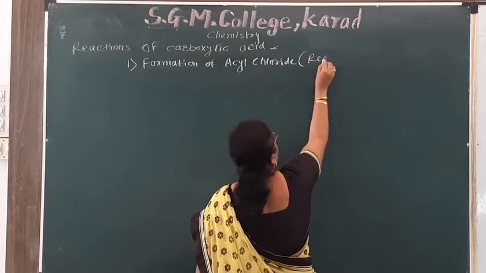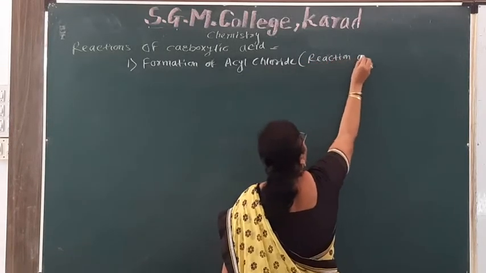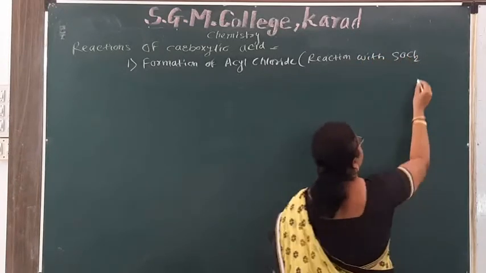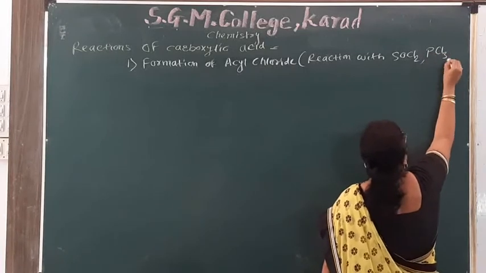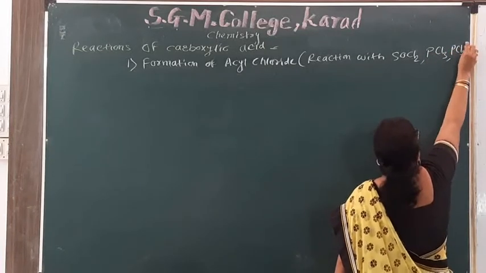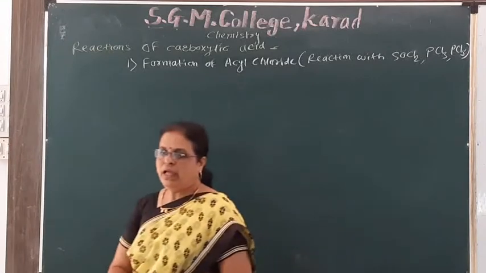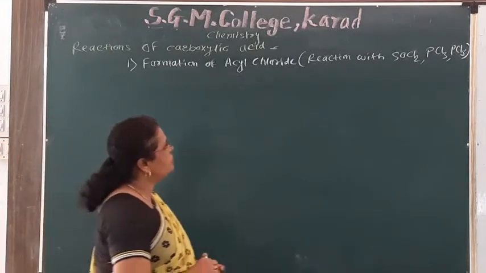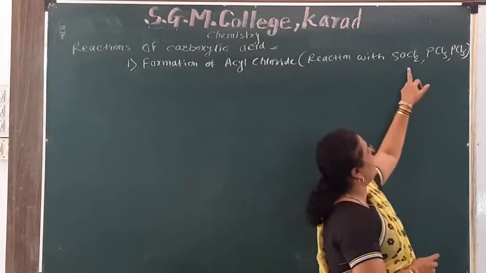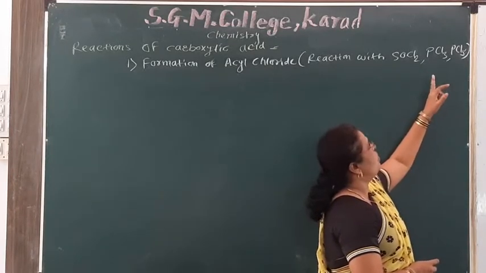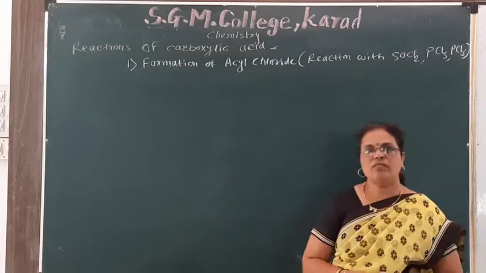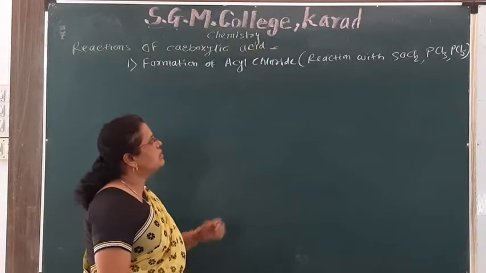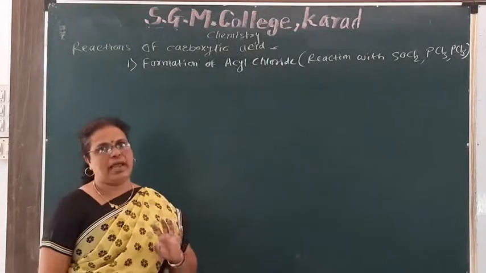Here the reaction with SOCl2, then PCl3 and PCl5. Here the carboxylic acid on heating with thionyl chloride or phosphorus trichloride and phosphorus pentachloride forms acyl chloride.